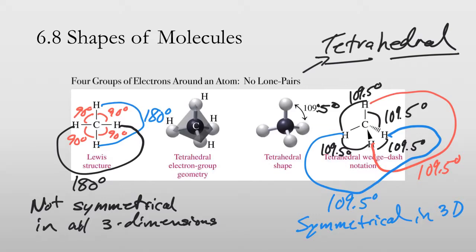And what you can key in on here is the angle, 109.5. That is bigger than the 90s. The more spread out, the better.